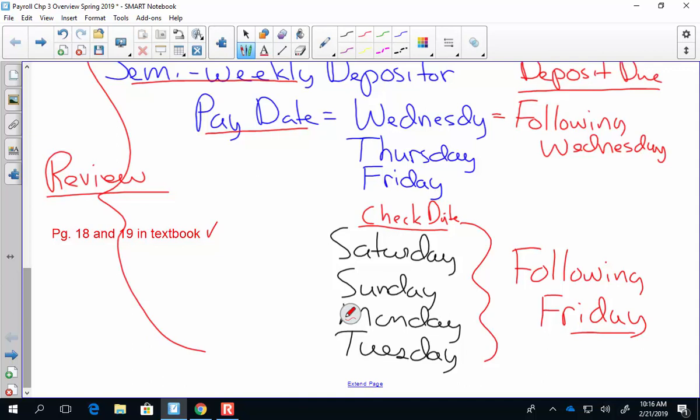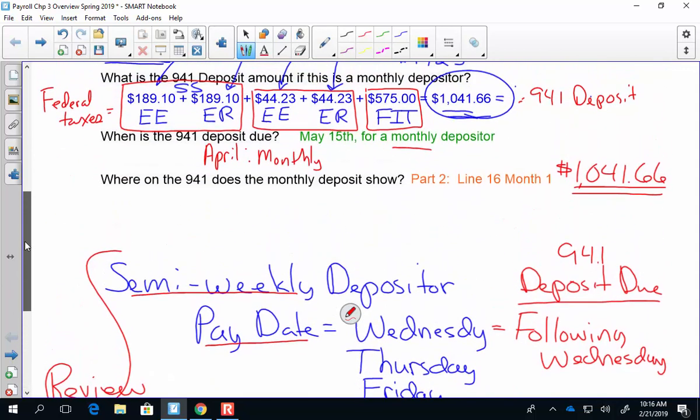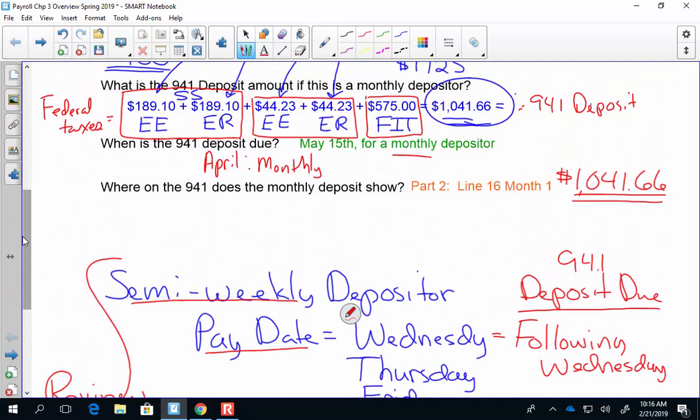But the goal of this problem, again, is not only to compute the payroll and also compute the deposits. Remember, we have to complete the 941 form. So that's our next job here.